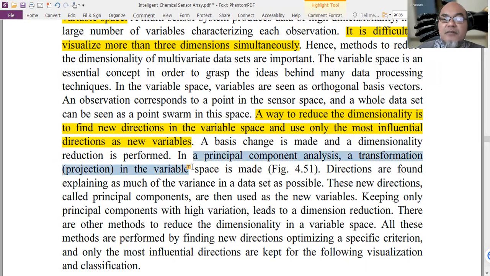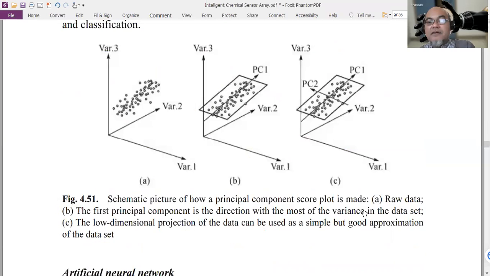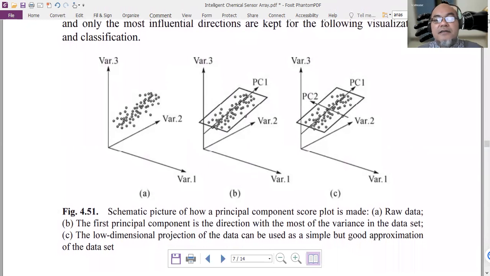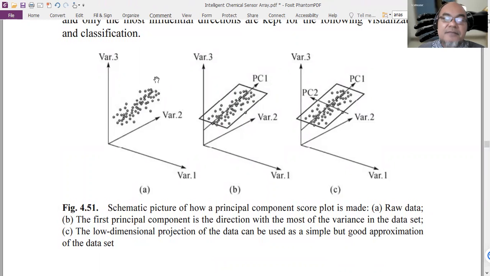In a principal component analysis, a transformation projection in the variable space is made. This can be looked at in figure 4.51 like this. This is a principal component analysis. This is the raw data in A. Then the first component: we see that it initially contained 3 variables, but the first principal component is the direction with most of the variance in the data set.